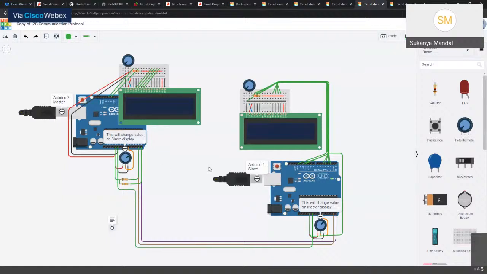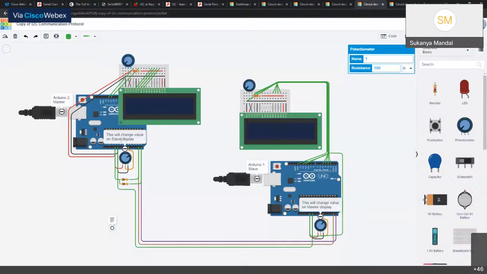Oh, before simulations, let me just explain. So this is the controller Arduino. This is the peripheral Arduino. And so what happens here is there's a potentiometer attached to each of the master and the slave, and there's an LED screen attached.